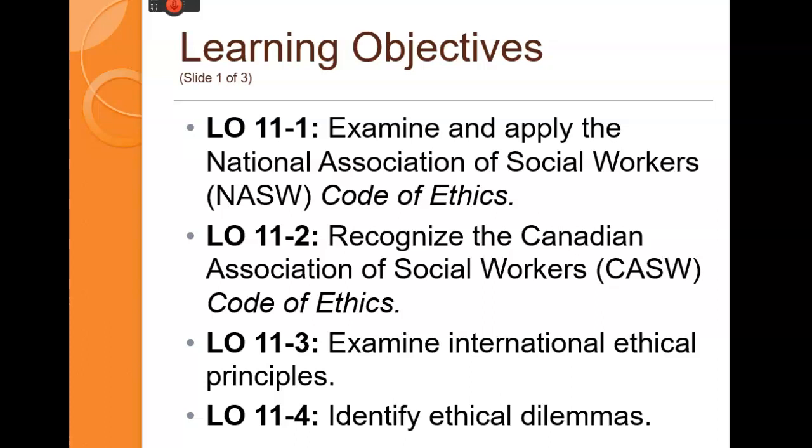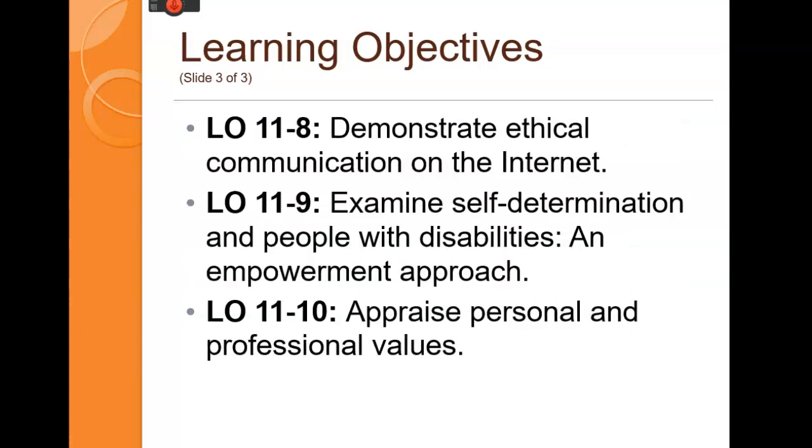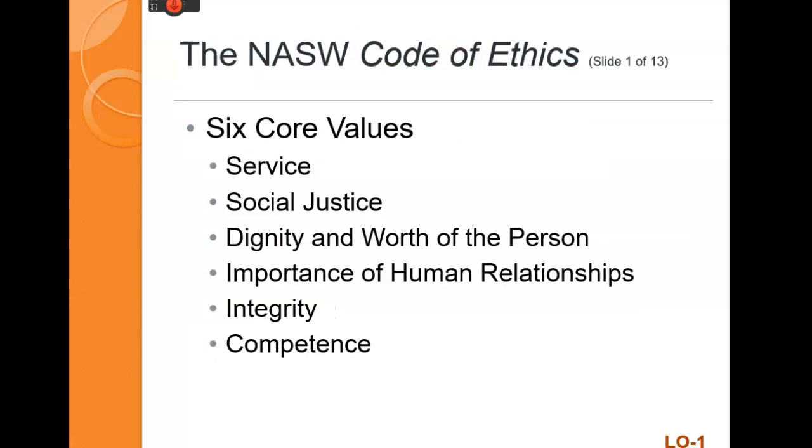In this chapter, you will examine and apply the National Association of Social Workers (NASW) Code of Ethics, recognize the Canadian Association of Social Workers Code of Ethics, examine international ethical principles, identify ethical dilemmas, conceptualize and apply a decision-making strategy to address ethical dilemmas, rank ethical principles, and discuss and resolve ethical dilemmas in generalist practice contexts, demonstrate ethical communication on the internet, examine self-determination and people with disabilities and an empowerment approach, and appraise personal and professional values.